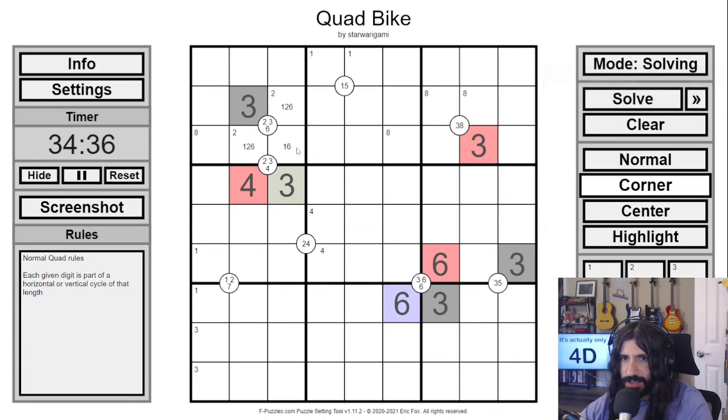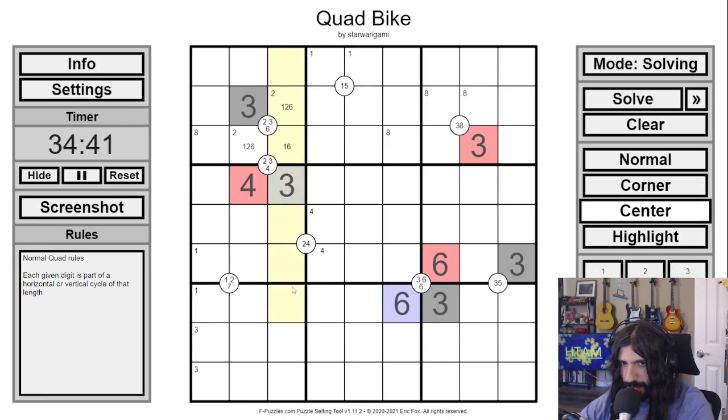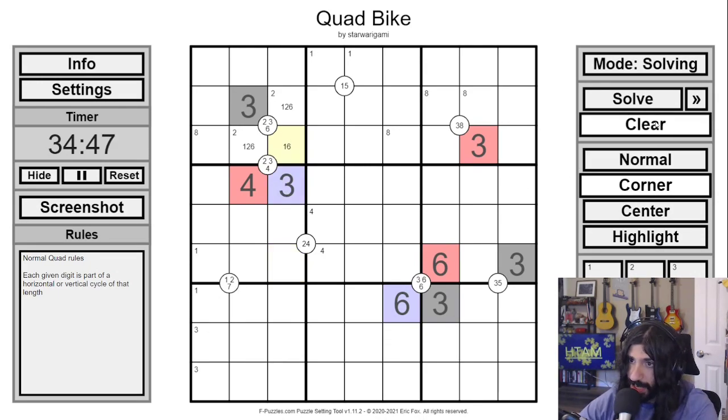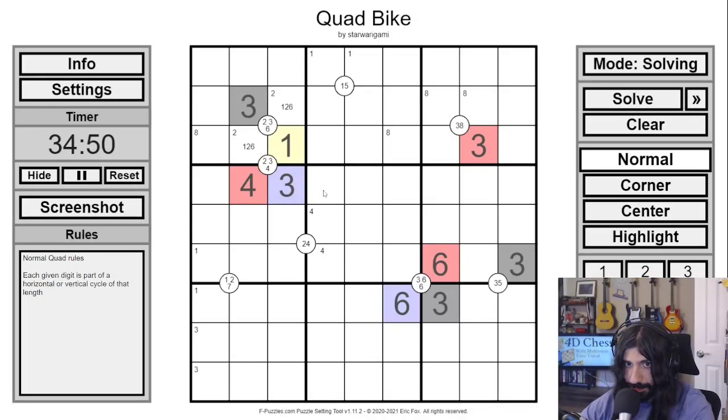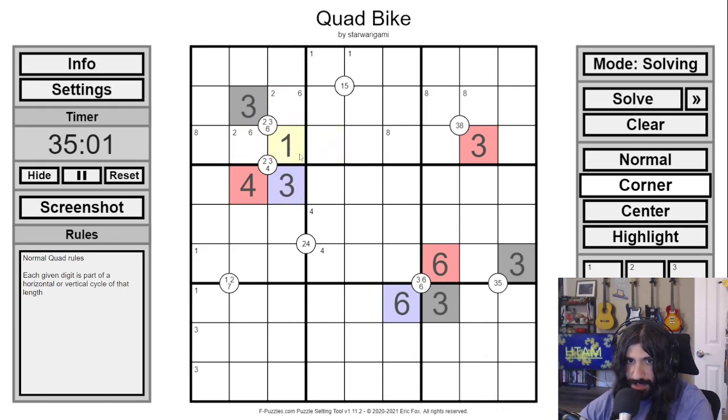So if this points to this, and for this to be a vertical 3 cycle, if this was a 6, that would point to here, and this would have to be a 4 to point back here, which it can't be. So this has to be a 1. Which means that neither of these can be 1s. So this is now a 2-6 pair. So there's a 1 here. So 3, 1, and to complete the cycle, this has to be a 4. So that's cool.